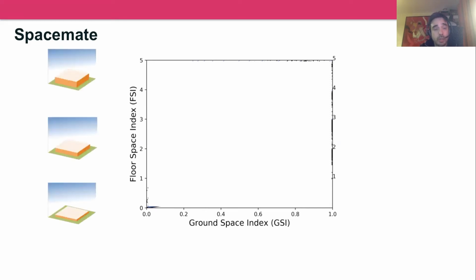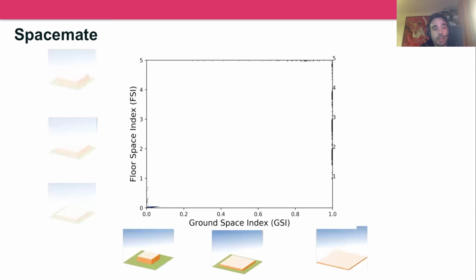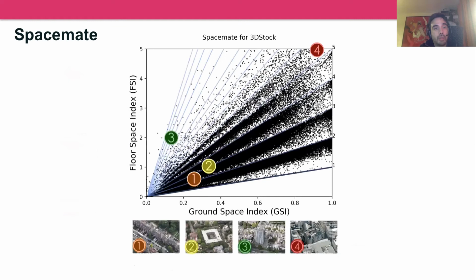I won't go into this in huge detail, but essentially the y-axis is the floor area ratio, which is the total floor area of a building divided by its area of land. And the x-axis is the ground coverage, so the ground floor area divided by the area of land. And so what this means is that for each property, each building within London, we can calculate these values and then represent the whole of London on one of these plots. So this is essentially the distribution of all domestic houses in London, calculated from 3D stock.